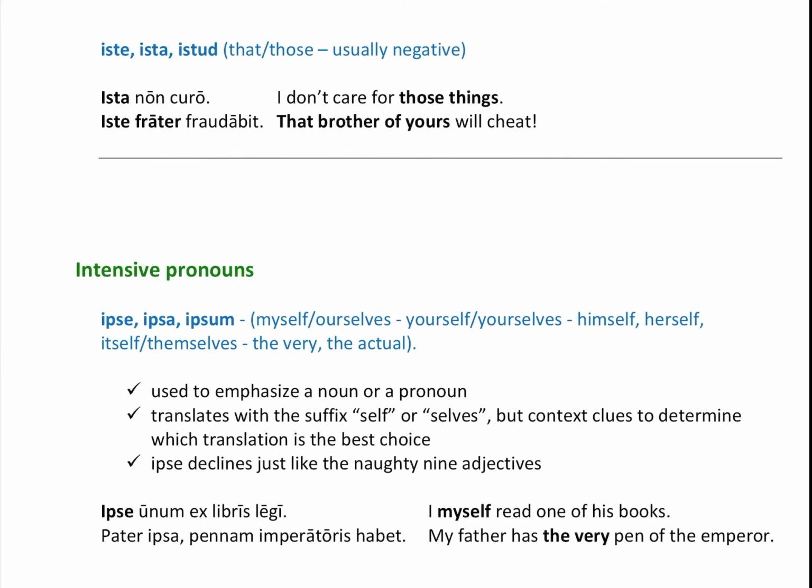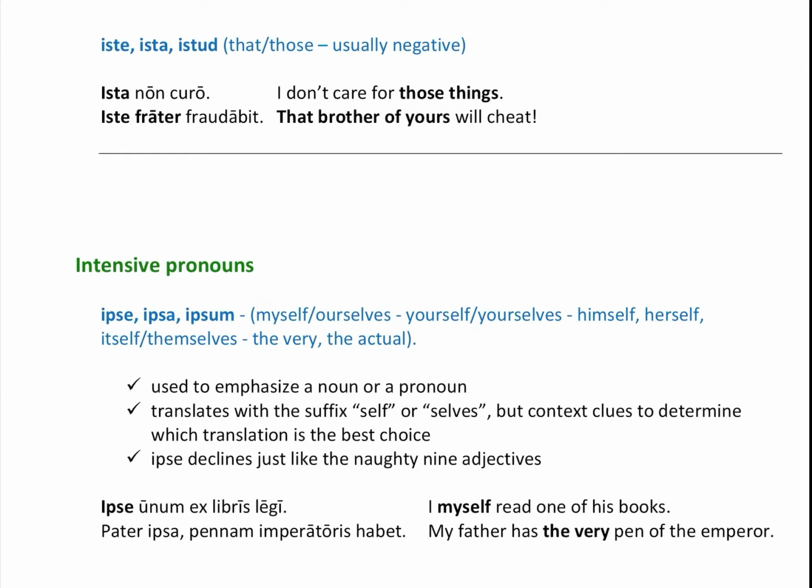All right, iste, ista, istud, that or those, and it's usually negative. Ista non curo, I don't care for those things. Here ista is working as a pronoun, right? It's standing in place of a noun. It's not describing anything. It works as a pronoun. So iste frater, that brother of yours, because remember sometimes we can add an of yours in there for emphasis. That brother of yours will cheat, and here it's acting as an adjective because it's saying which brother. Well, that one, so it modifies frater. All right, so those are the demonstrative pronouns.